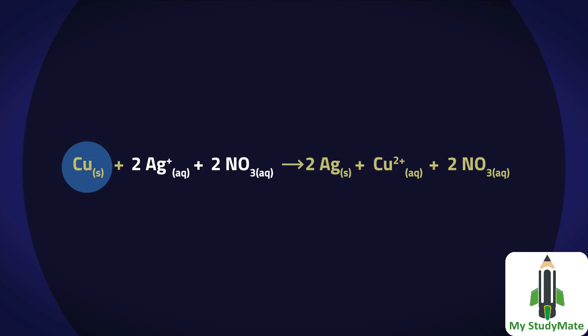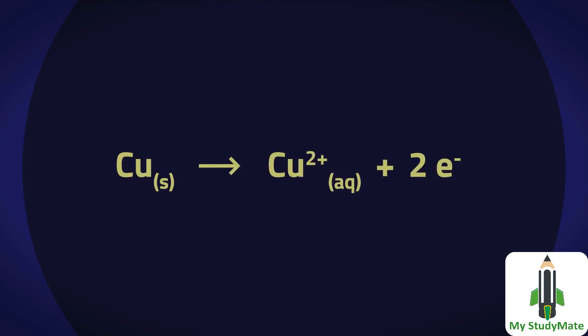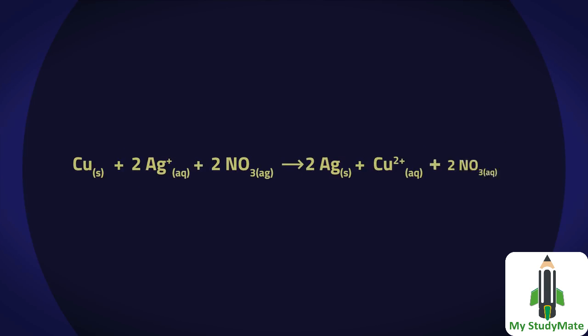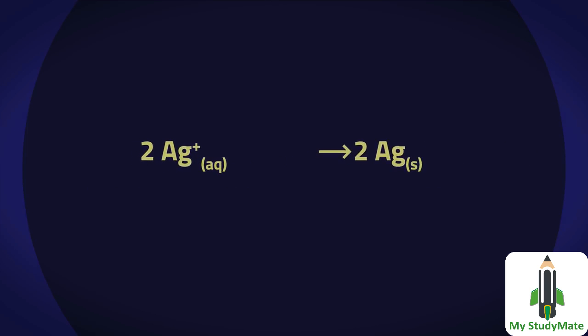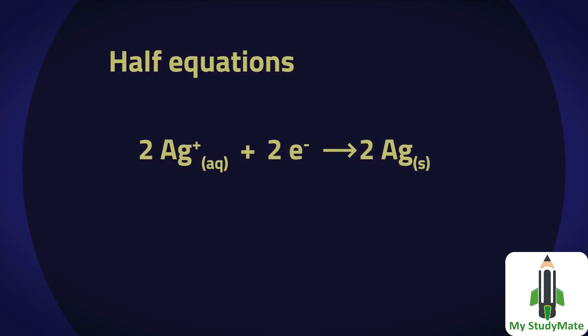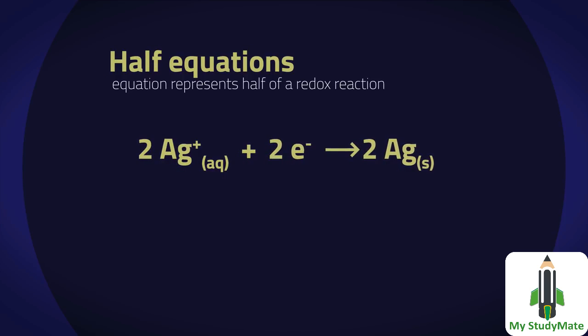The copper metal has been oxidized because it has lost 2 electrons to form Cu2+ ions. If we take out this half reaction, we now have a half equation, whereas the silver ions have gained electrons to become reduced, represented by this half equation. They are called half equations because each equation represents half a redox reaction, the reduction reaction or the oxidation reaction.